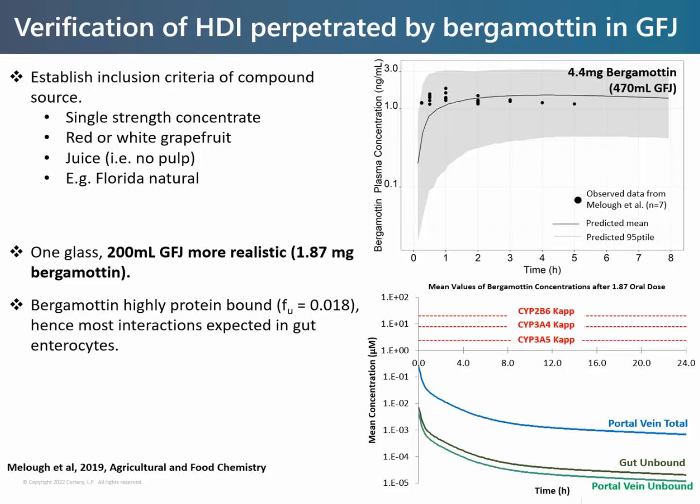compared with the CYP3A metabolizing enzymes' mechanism-based inhibition potencies. And what I would also like to note here is that bergamottin has very low concentrations in plasma. Just looking at the PK profile here, after 4.4 milligrams of bergamottin from half a liter of grapefruit juice, the Cmax wasn't even able to reach 3 nanograms per mL. Combined with the fact that bergamottin as a compound is highly protein bound with a fraction unbound of 0.018, we can estimate that most of the interactions perpetrated by bergamottin would be in the gut. So that's why I've added the gut unbound profile here.